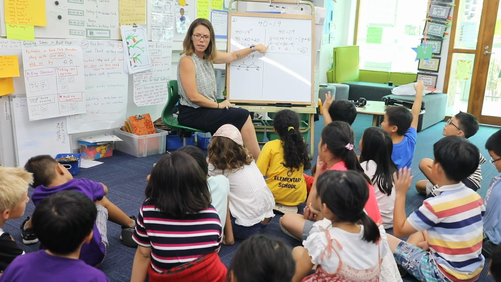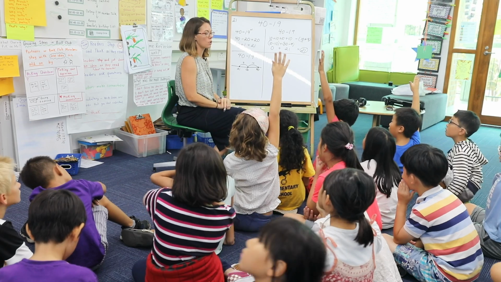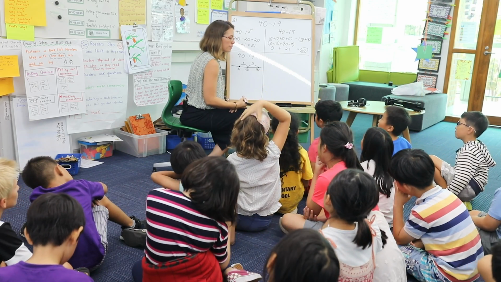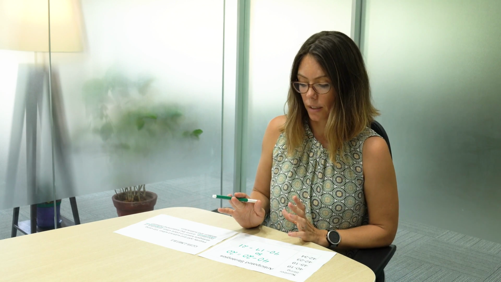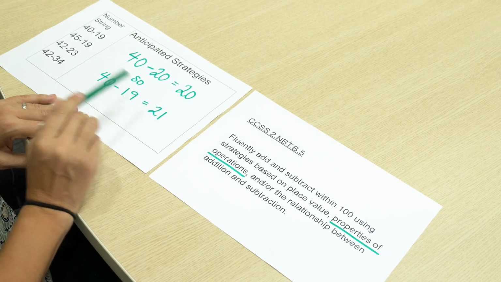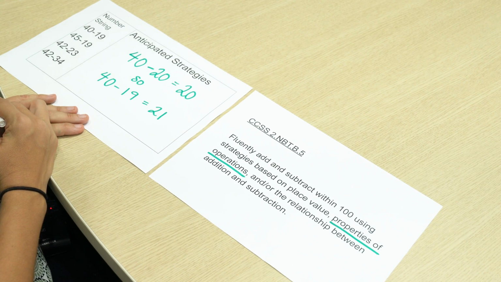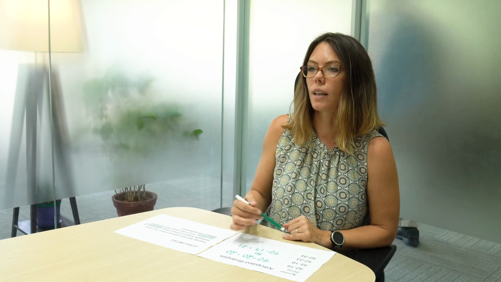I am starting with the problem 40 minus 19, and I am anticipating that besides using place value and the relationship between addition and subtraction, some students might use properties of operations. What that might mean is that instead of subtracting 19, which is challenging, some students might decide to subtract 20 and then compensate. So I chose this number talk and this string of problems to try to elicit that student response. We'll see if it happens or not.